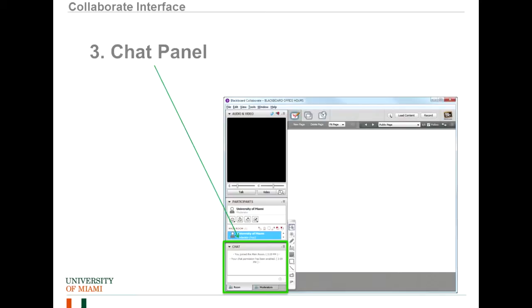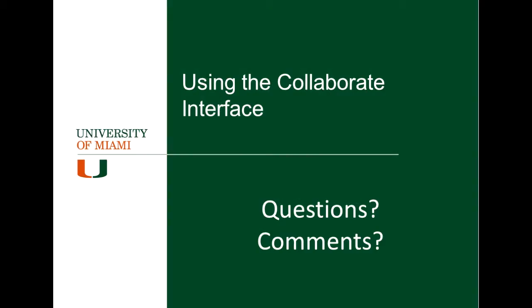And here in the chat panel, we have where you can enter chat into the main room, and then you can click to speak with just the moderators. And then in the content area, we of course have our main tools, the whiteboard, application sharing, and web tour. And that's all we have on the Collaborate interface. If you have any questions, please ask them now.